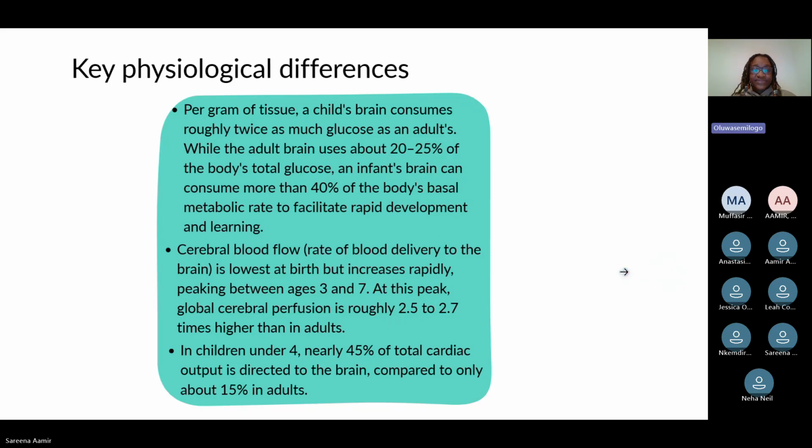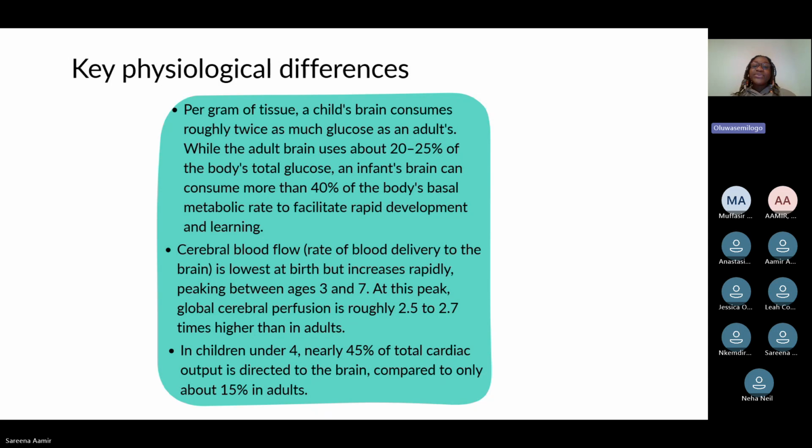Key physiological differences. Per gram of tissue, a child's brain consumes roughly twice as much glucose as an adult's. While the adult brain uses 20 to 25% of the body's total glucose, an infant's brain can consume more than 40% of the body's basal metabolic rate to facilitate rapid development and learning.